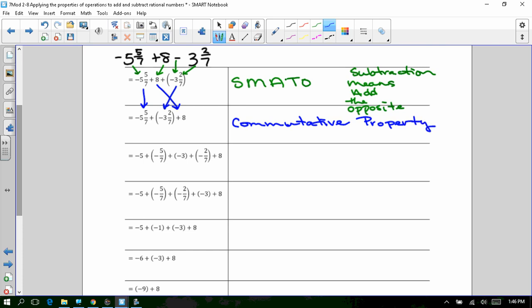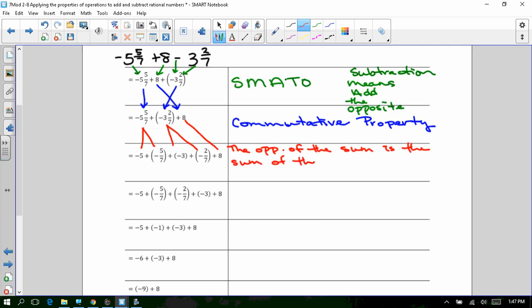All right, now let's see, what did he do next? Oh, what in the world did he do next? He broke those mixed numbers up, didn't he? The opposite of the sum is the sum of the opposite. So we just broke those up.